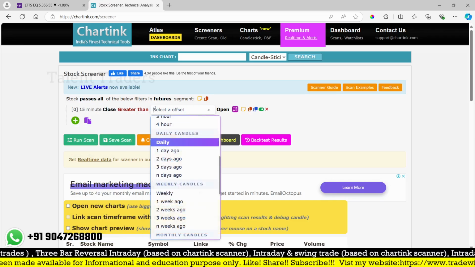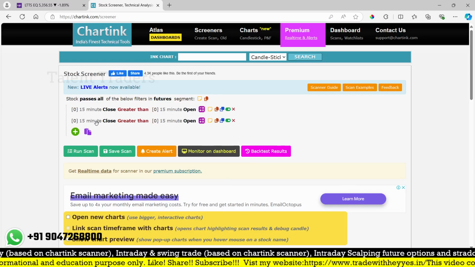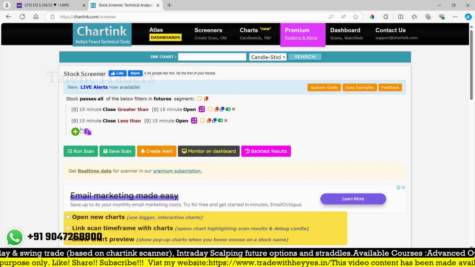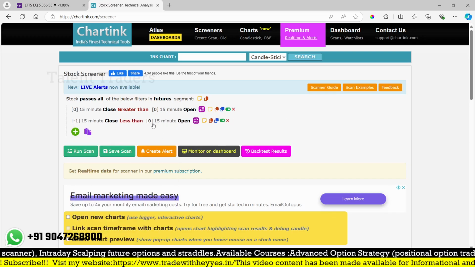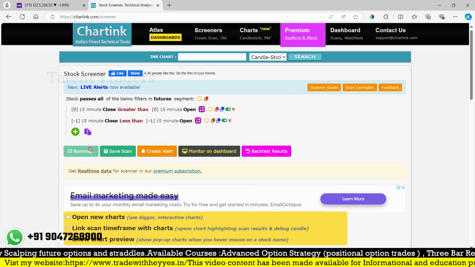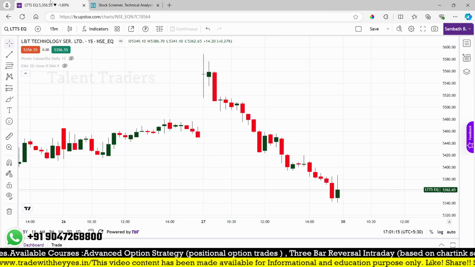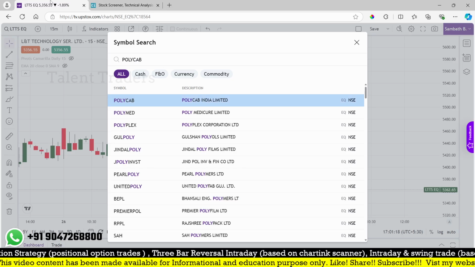The current candle should be green, and I'm just making a copy of this, but the close must be lesser than the open, and it should be the previous one. If I make this, it will show a lot of stocks, for example Polycap. If you look at Polycap, the last candle should be red and this current candle should be green.